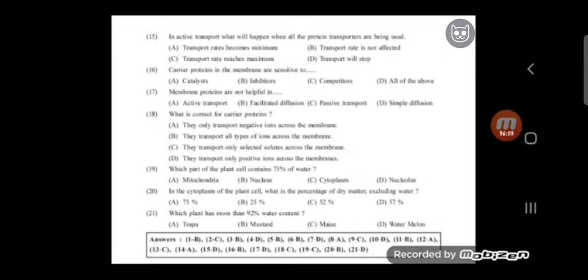So, therefore, the correct answer for question number 18 is option C. They transport only selected solutes across the membrane. Next, question number 19. Which part of the plant cell contains 75% of water? Will it be mitochondria, nucleus, cytoplasm, or nucleolus?